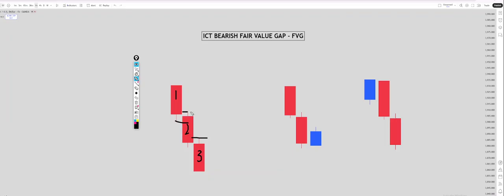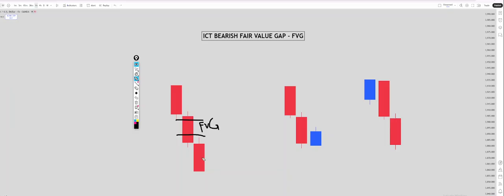This is the retracement, you can see the overlapping. This is the retracement, you can see the overlapping. But there is no retracement in this area from here to here. So this area will be marked as a bearish fair value gap. We can see a clear gap where no retracement has taken place.